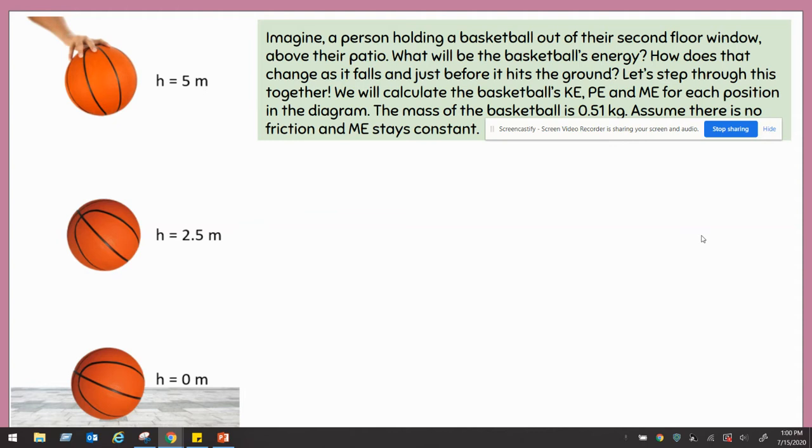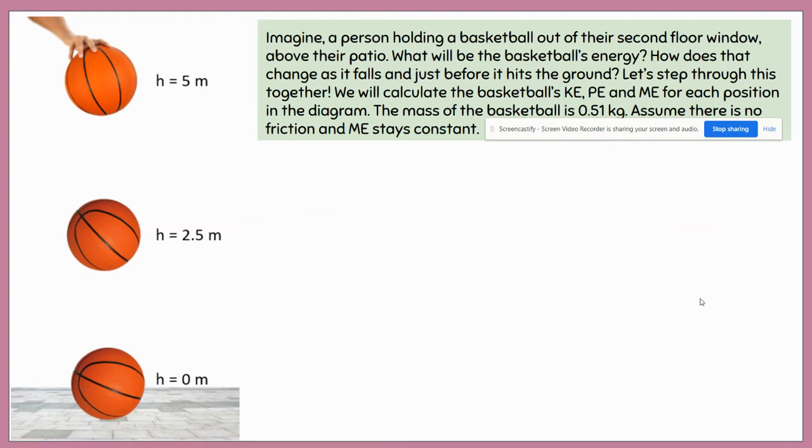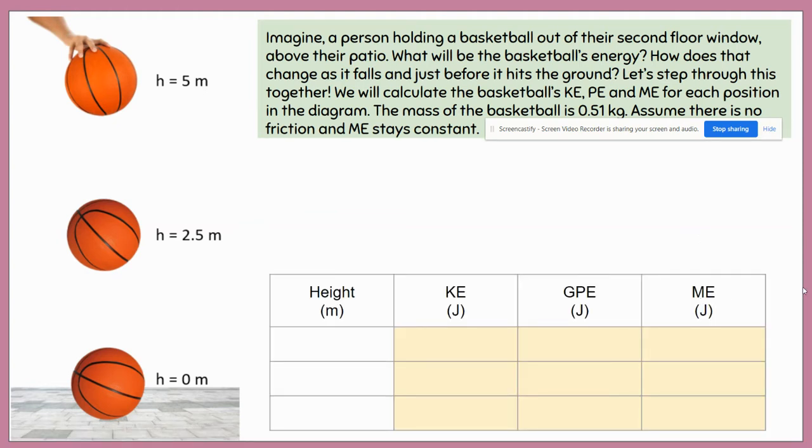We will calculate the basketball's kinetic energy, potential energy, and mechanical energy for each position in the diagram. The mass of the basketball is 0.51 kilograms. Assume that there's no friction and that the mechanical energy stays constant. So whenever you get a problem like this, you first need to create a data table. And the data table will really help you complete this task.